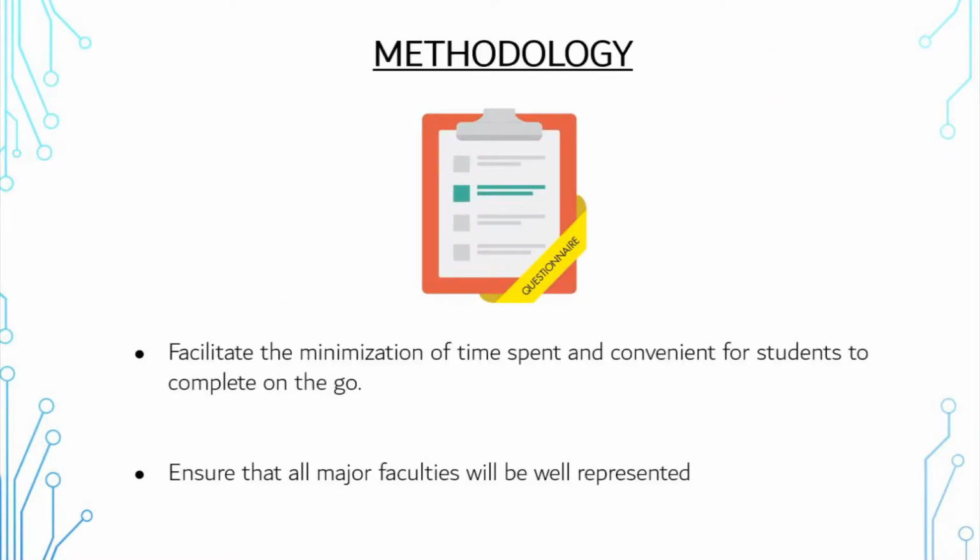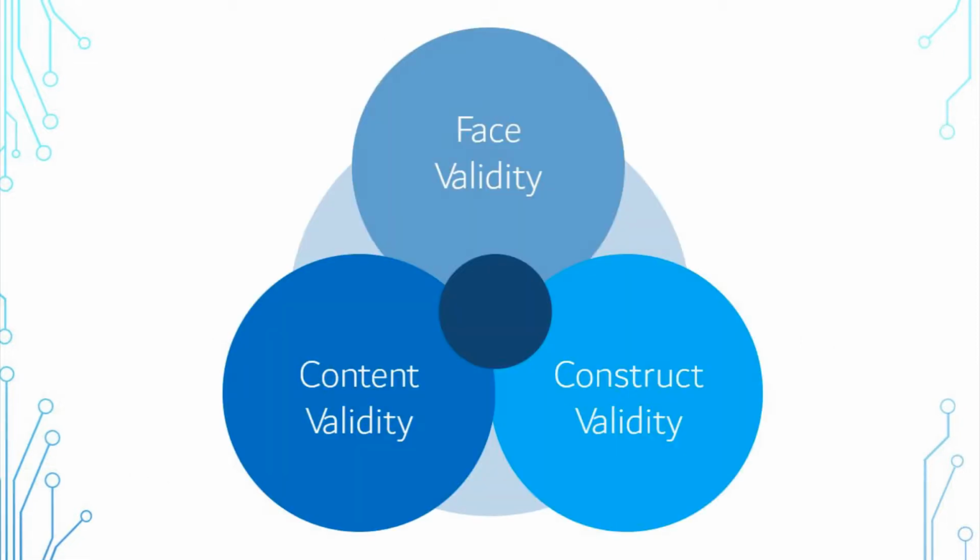Now, the methodology which we carried out is a questionnaire format, and this helps to minimize the time spent, and is convenient for students to complete on the go. We also ensure that all major faculties are well represented, and that the questionnaires were distributed at different faculties of NUS. So this will allow us to consolidate all the results so as to propagate further discussion. To ensure that our survey is applicable and relevant to the respondents, we validate it using the following criteria: face validity, content validity, and construct validity.